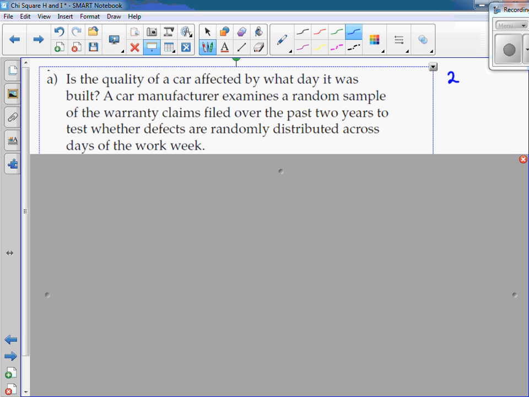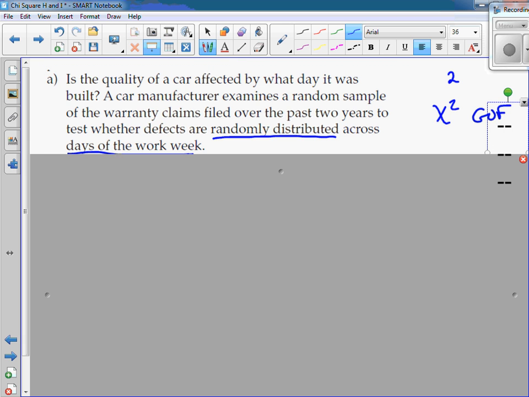Is the quality of a car affected by what day it was built? A car manufacturer examines a random sample of the warranty claims filed over the past 2 years to test whether defects are randomly distributed across the days of the work week. Well, what kind of chi-square test is it? We're trying to see if it's randomly distributed over the days of the work week. So this is chi-square goodness of fit. It should be equally likely no matter what the day. Okay?